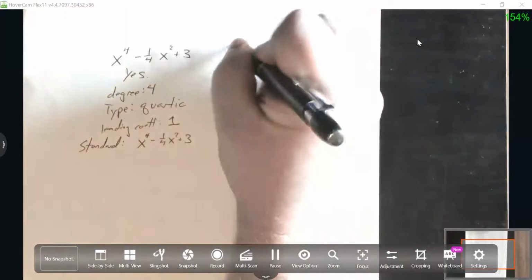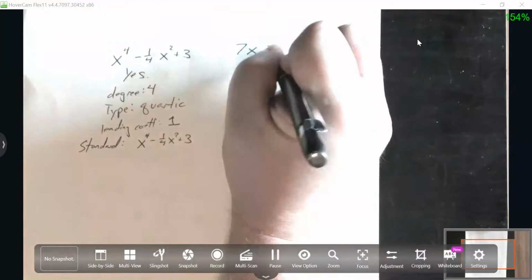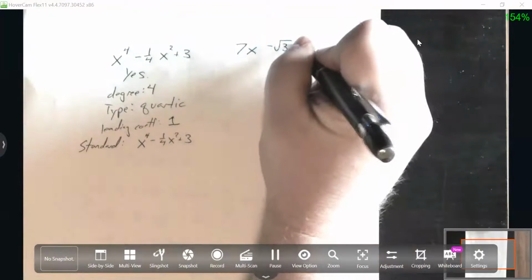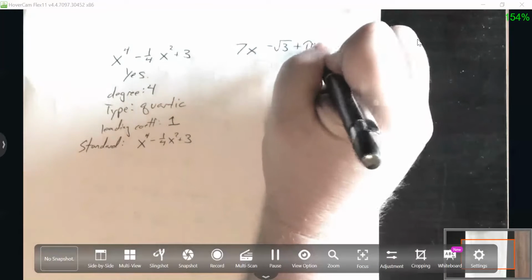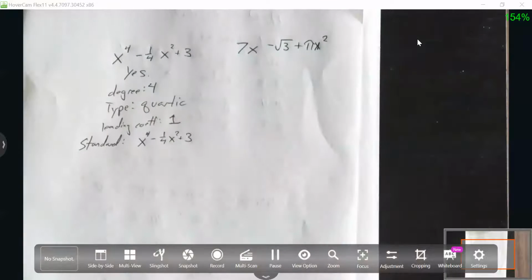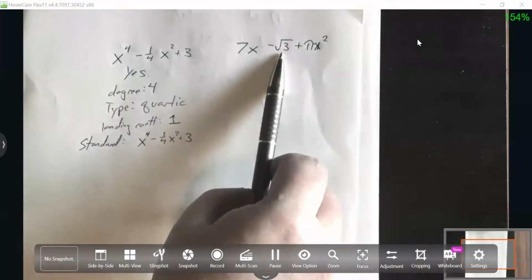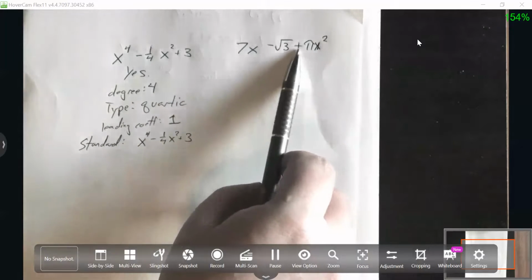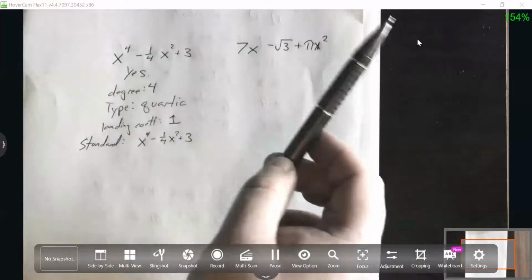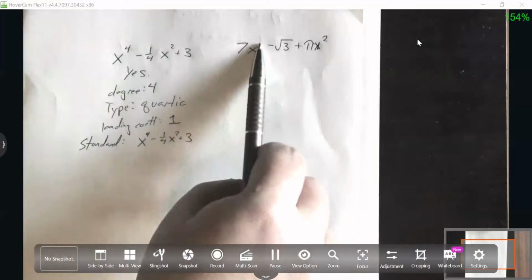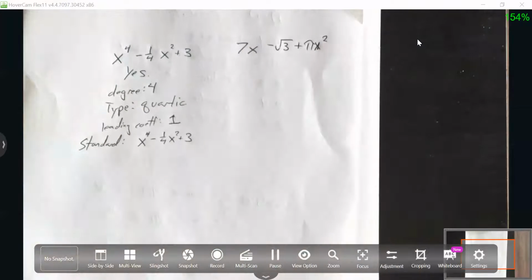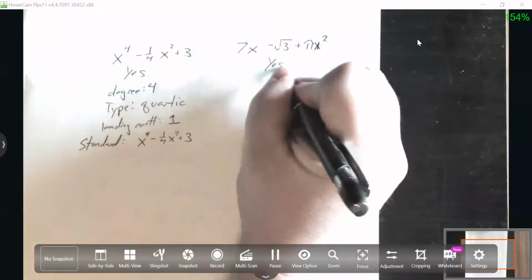Let's take a look at something a little bit weirder, maybe 7x minus the square root of 3 plus pi x squared. All right, well, this is definitely a little bit stranger. So again, we go to check, is it a polynomial? So coefficients, 7 is a real number, negative root 3 is a real number, pi is a real number. So that checks out. Now we look at exponents. We have an exponent of 1, exponent of 2. That's good. Yes, this is a polynomial.